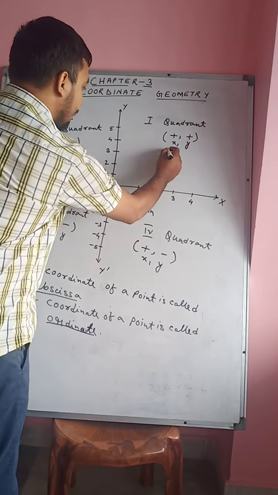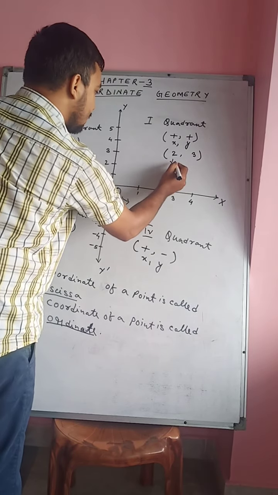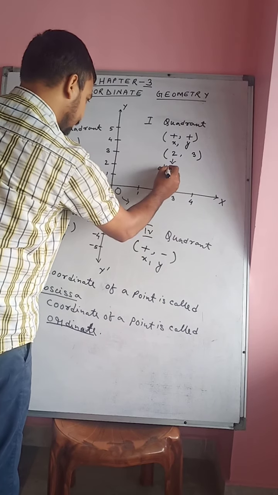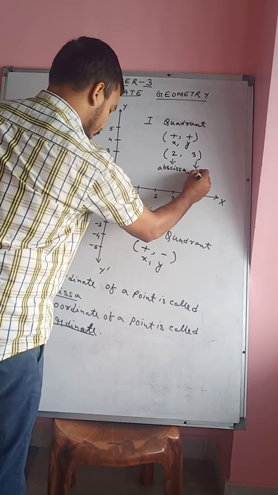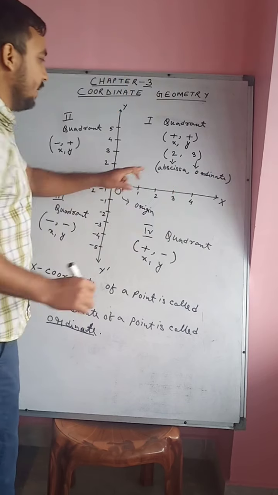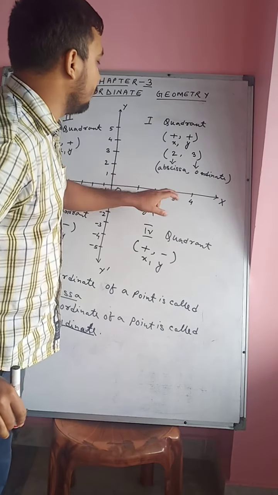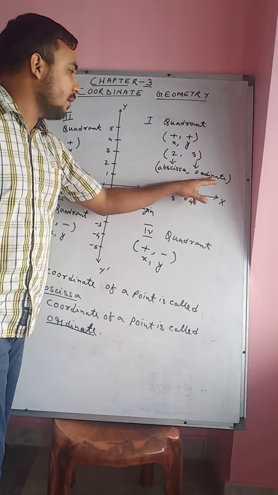Now suppose I give the values 2 and 3. So this 2 is your abscissa, and this is your ordinate. Suppose two coordinates are given, 2 and 3. We can call them x-axis and y-axis coordinates also, but they are called abscissa and ordinate.